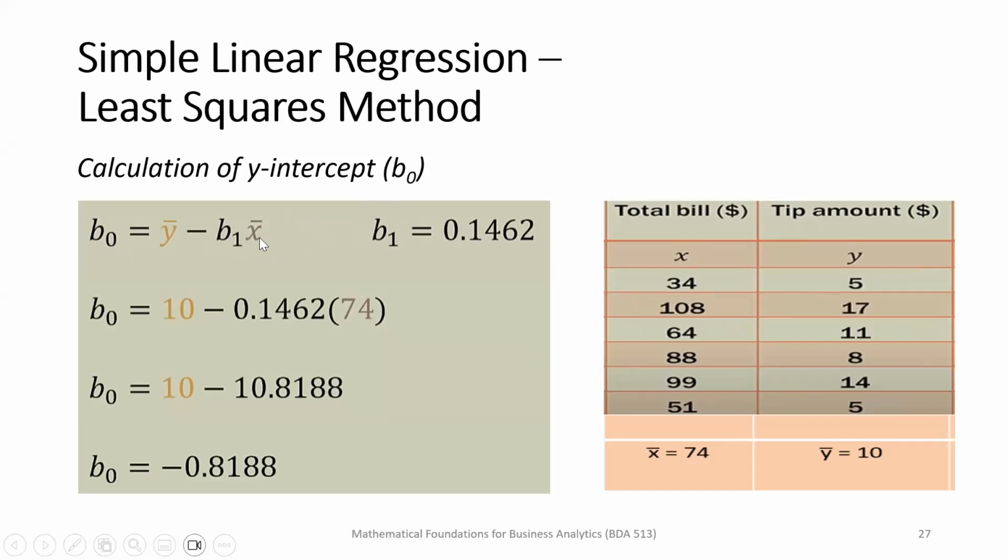So our B0 will be Y bar minus 0.1462 multiplied by X bar. Now we know our X bar to be 74, which we've calculated here already. And then our Y bar is 10, the mean of Y, which is also calculated here already. So we just plug in the figures, and that results in negative 0.8188.